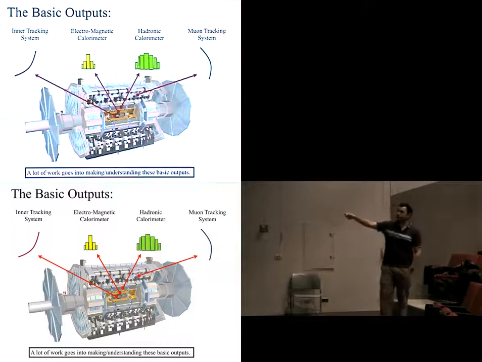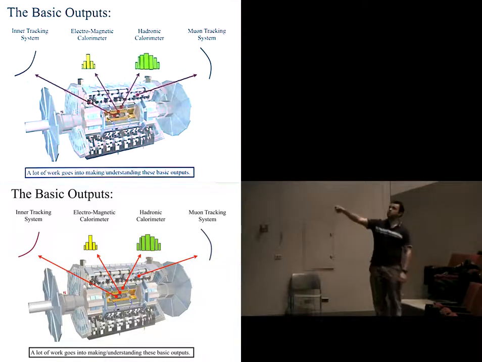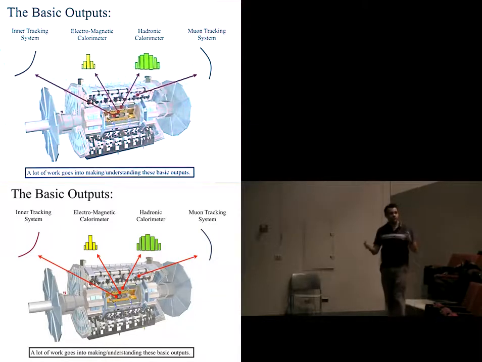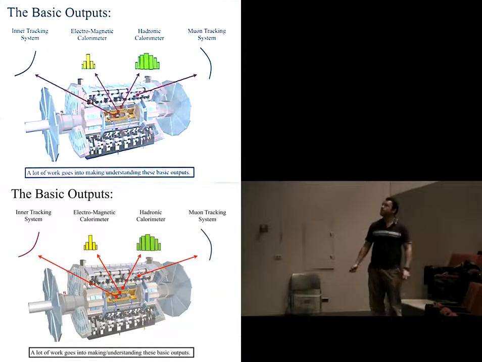Okay, so we have an inner part, made up of a system of three different detectors, but essentially what they do is measure the trajectories of charged particles that come out of the collision. So we have an inner tracking system that gives the paths that a particle takes. And this whole tracking system is in a magnetic field, so by looking at the curvature of how these particles move, we can measure how fast they're moving, or their momentum. So that's one of the basic outputs.